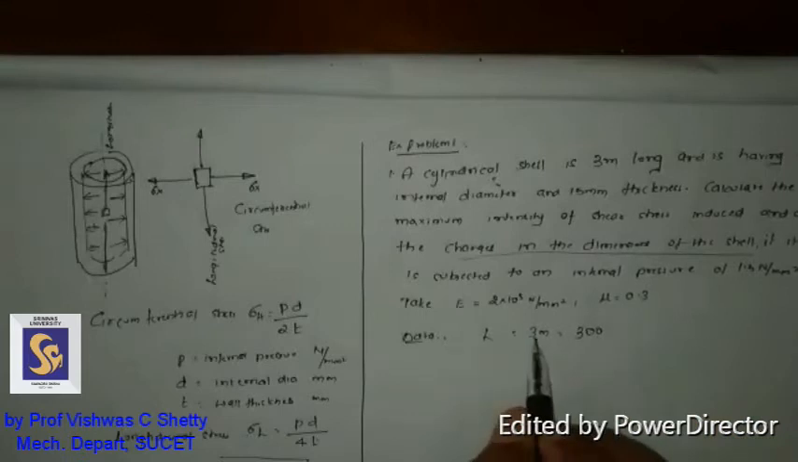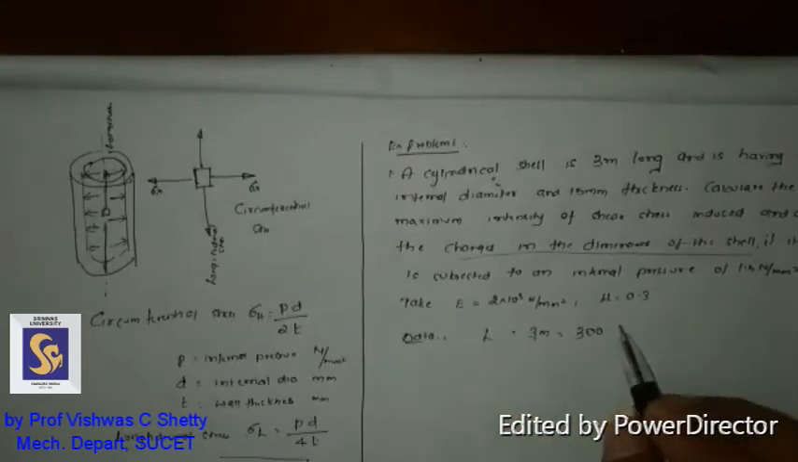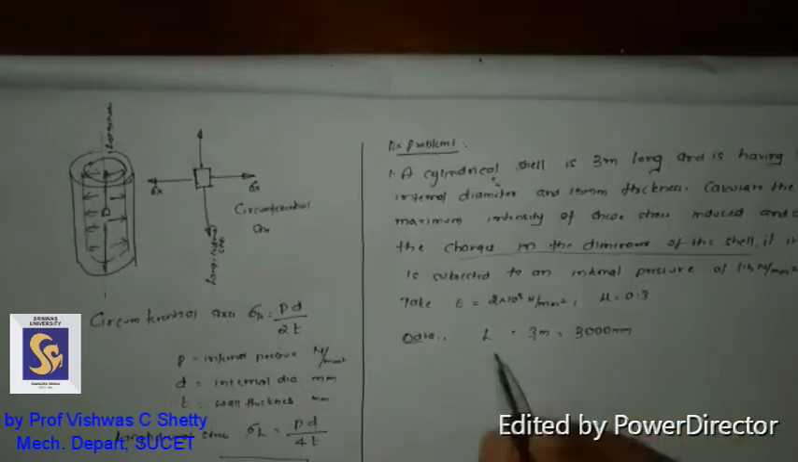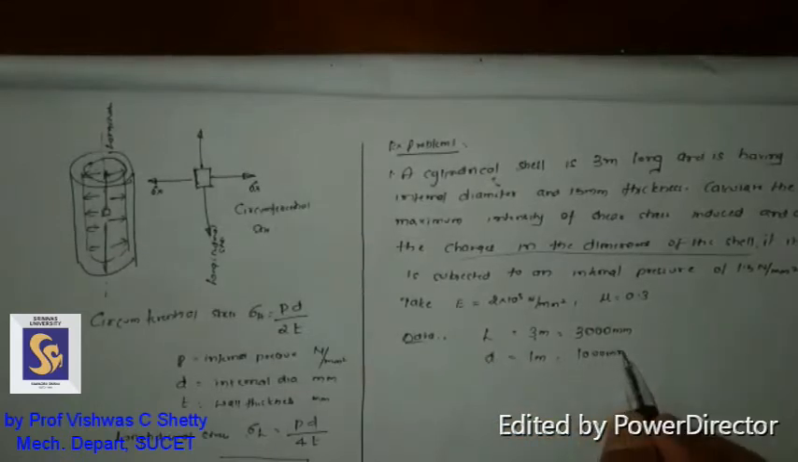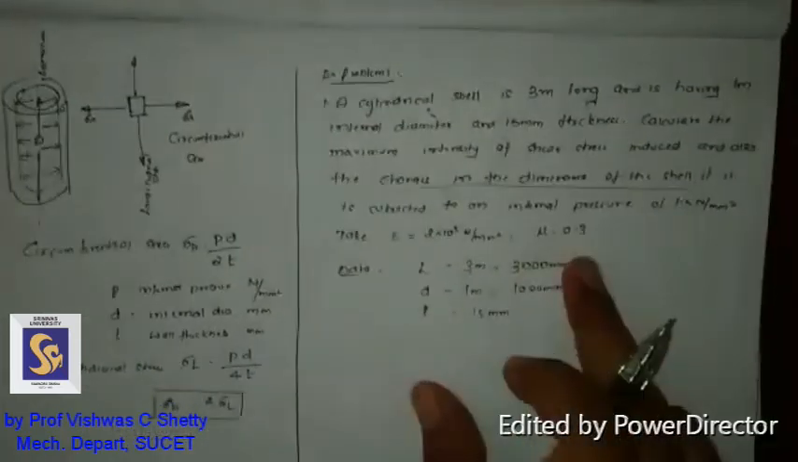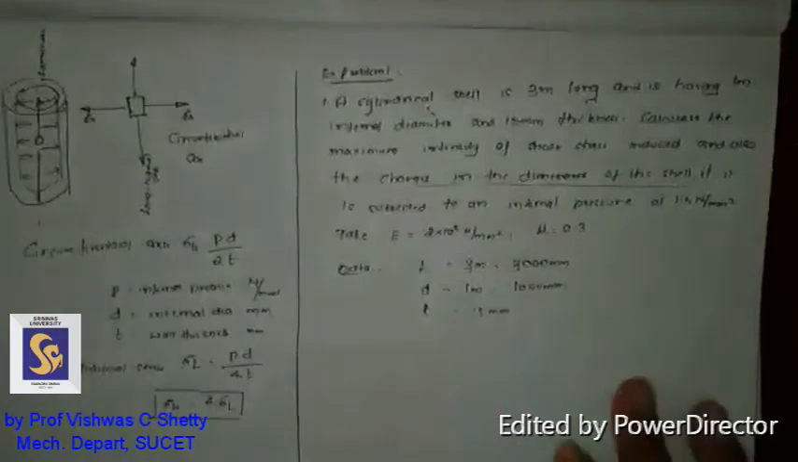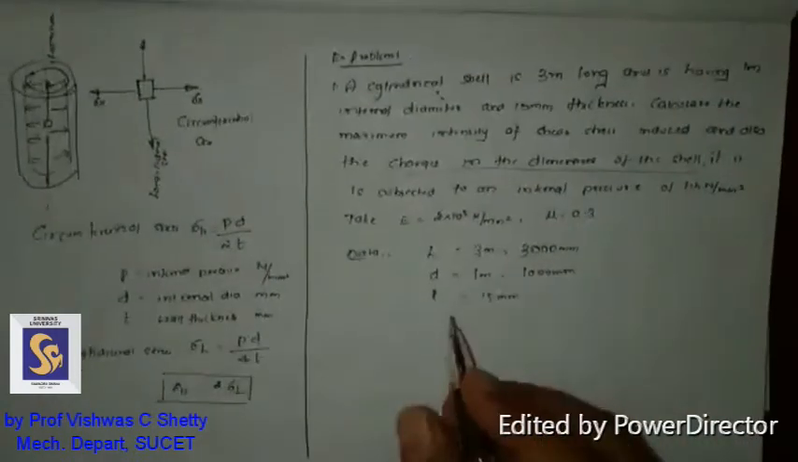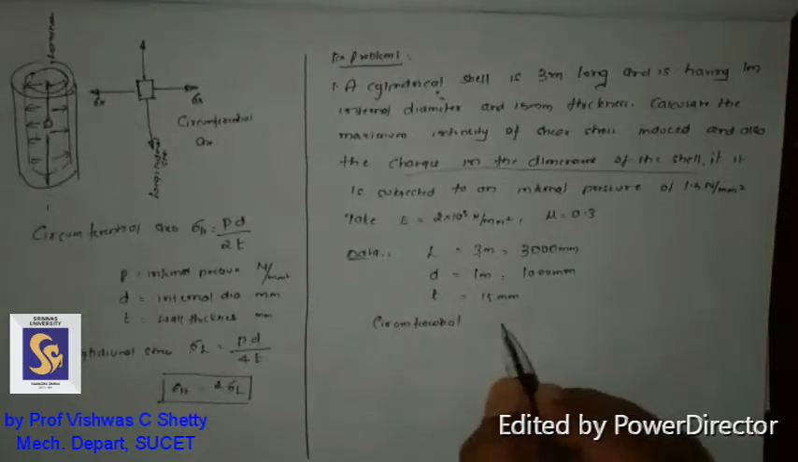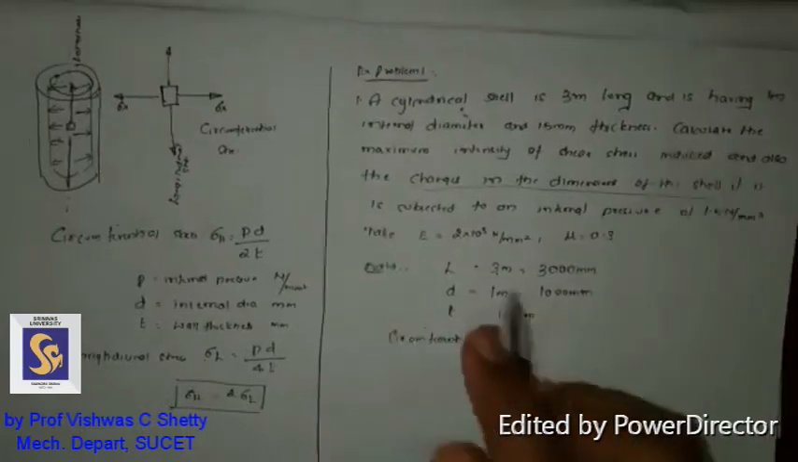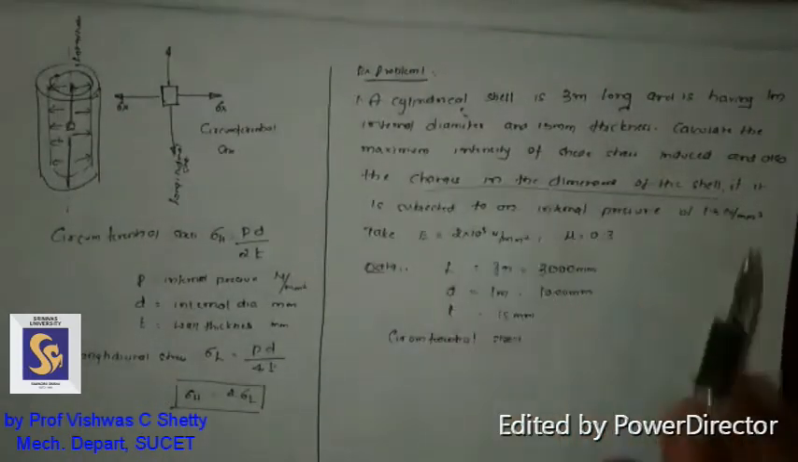So the data is: L equals 3 meter, 3000 mm, and 1 meter internal diameter, so small d is 1 meter, 1000 mm. The thickness is 15 mm, so let it be in mm. I've converted all the units. Now write down the hoop stress or circumferential stress. You have to calculate both the stresses here and also the strain, because they are asking for changes in some physical dimensions of the shell.